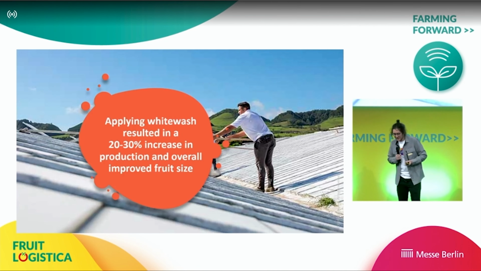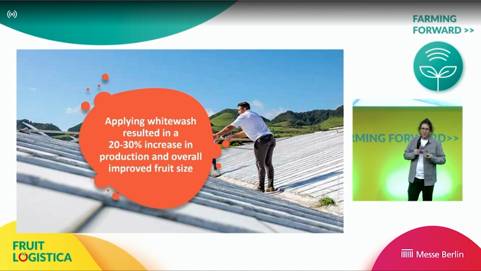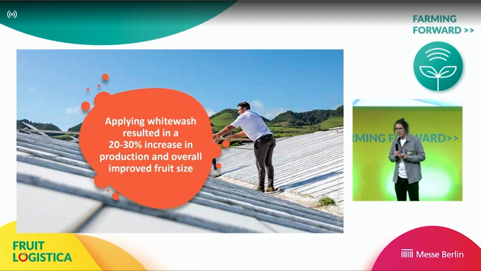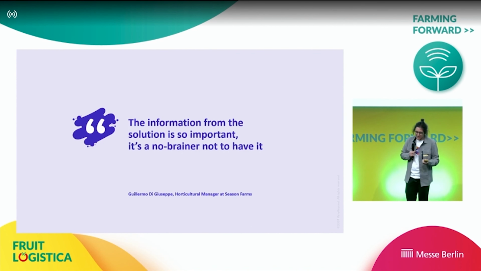And in the next seasons, using this new practice of whitewashing based on light and temperature data and plant temperature data, he saw an increase of 20 to 30% of his production, as well as increased quality and surprisingly increased fruit size as well. So using digital agronomy to understand what was happening and use that to make crop management practices resulted in this increased productivity of his greenhouses. He told us that the information from the solution is so important, it's a no-brainer not to have it.